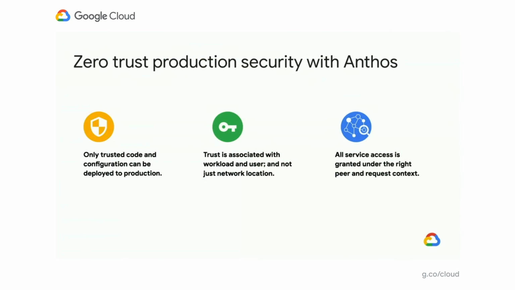So, to summarize, zero trust production security can be achieved with three principles, which is only trusted code and configuration can be deployed to production. Trust is associated with workload and user and not just with the network location. And all access to sensitive data and infrastructure is granted to the right network peers and under the right user context.